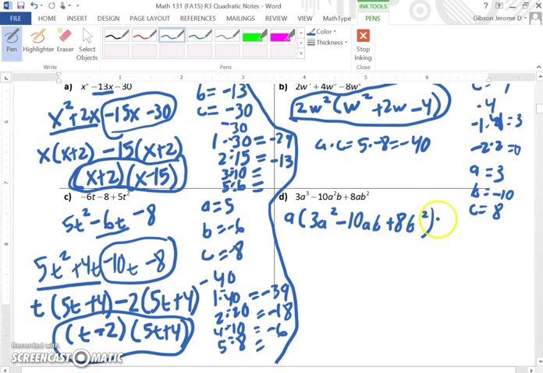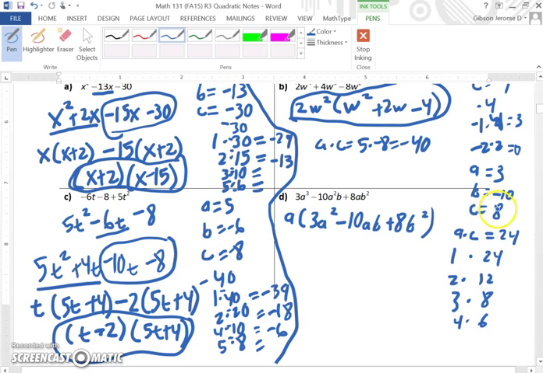Okay, so now we multiply our a times c. Now we know a times c here would give us a positive 24, because that would be 3 times 8. Now, let's take all of the factors of 24. We would have 1 and 24, 2 and 12, 3 and 8, and also 4 and 6.